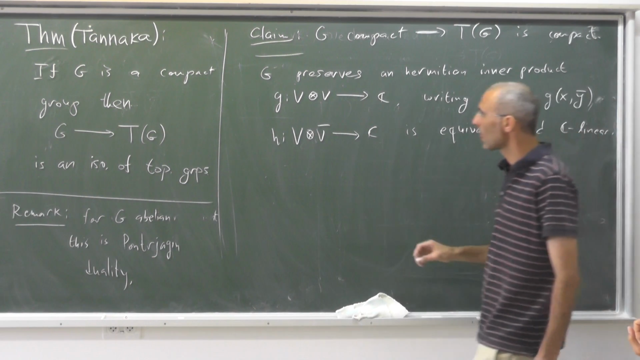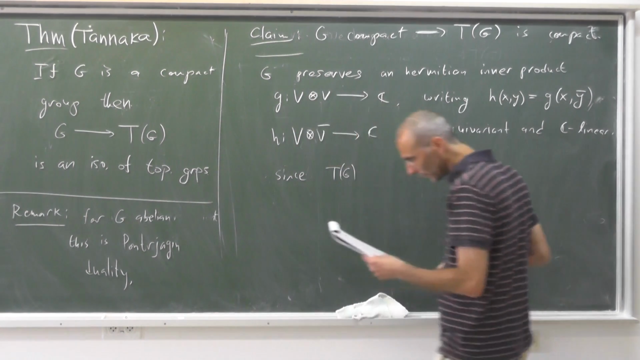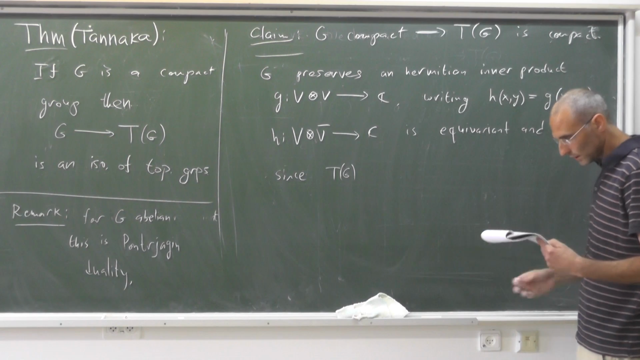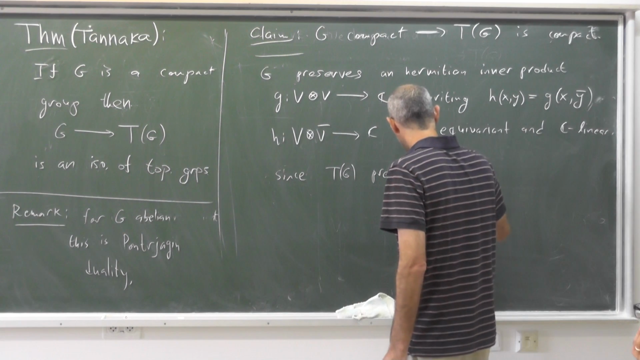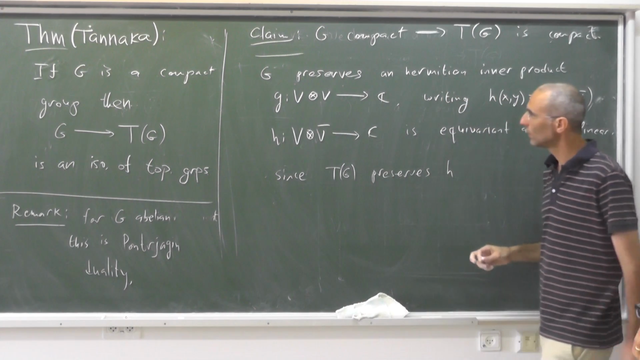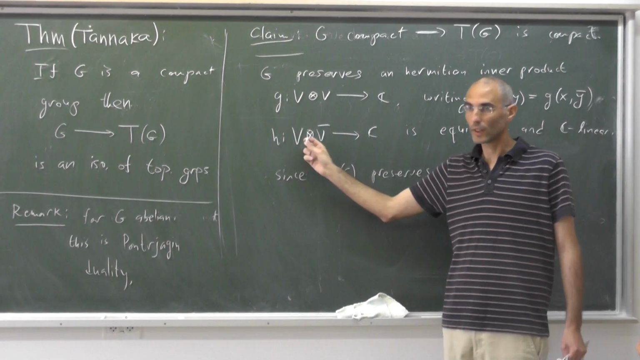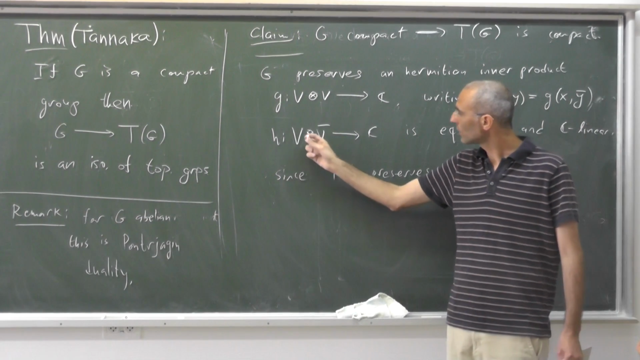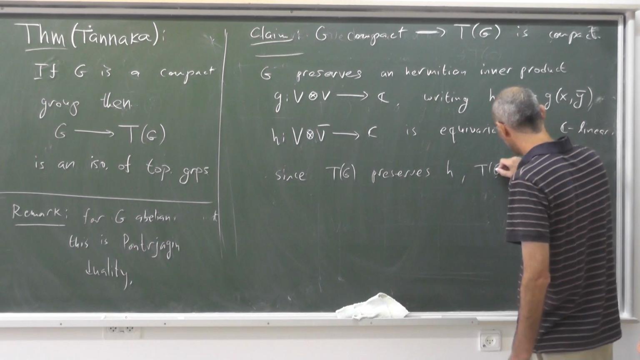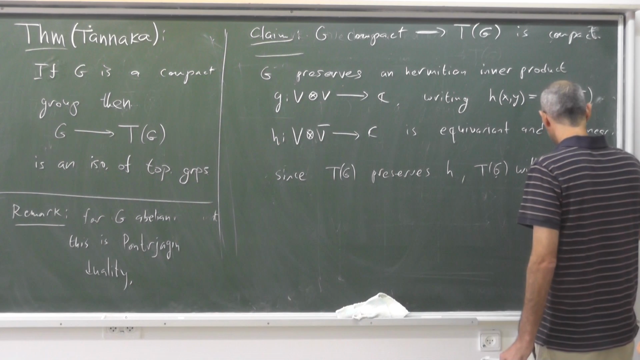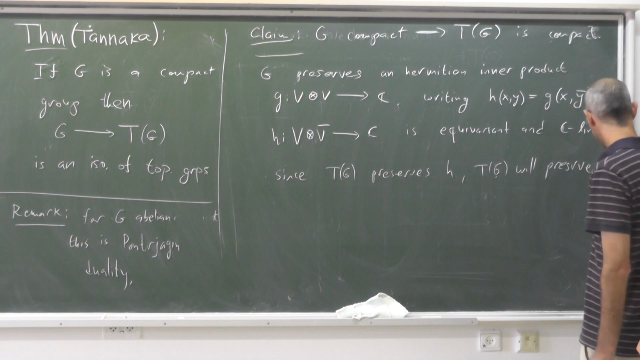And since TG, right, shall I write it down explicitly? Preserves H, so because it respects complex conjugation, as we said, and because it preserves inner product, tensor product, and so on, TG will preserve G.